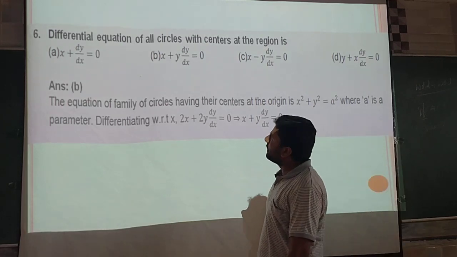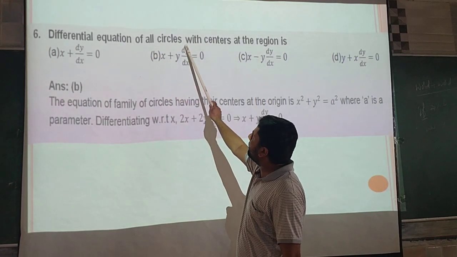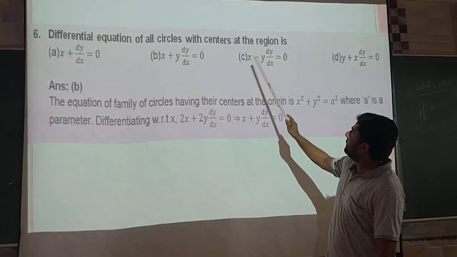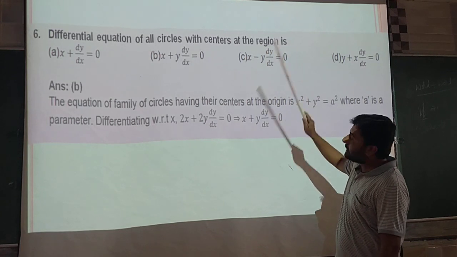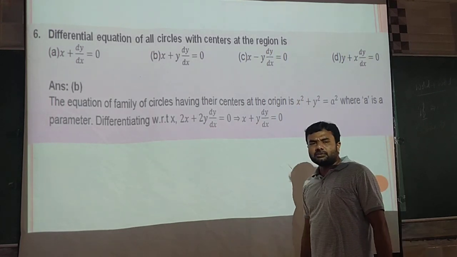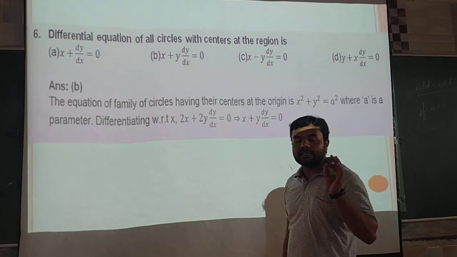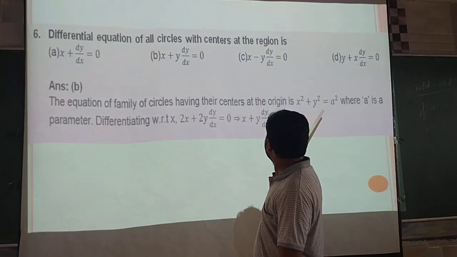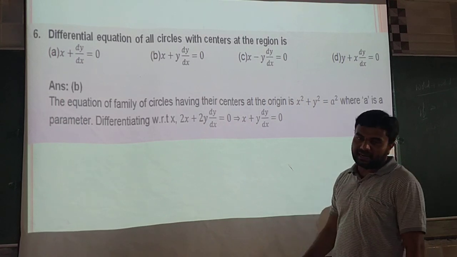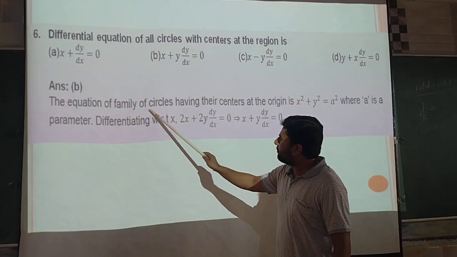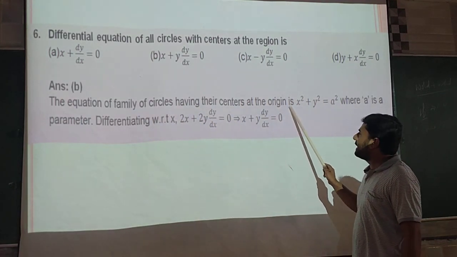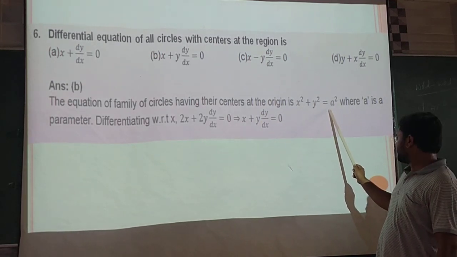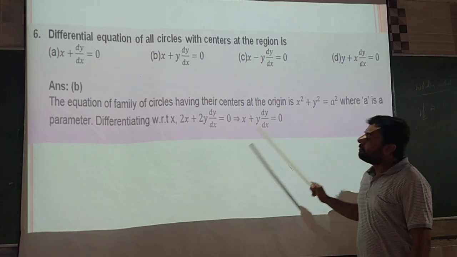Okay, we need the differential equation of all circles with center at the origin. We know that the equation of a circle with center at the origin is x square plus y square is equal to a square, where a is the radius of the circle. The equation of the family of circles having the center at the origin is x square plus y square is equal to r square, here a square, where a is the parameter.